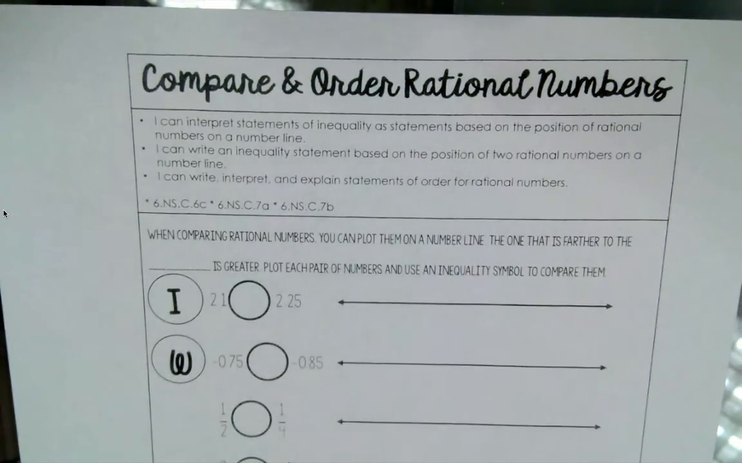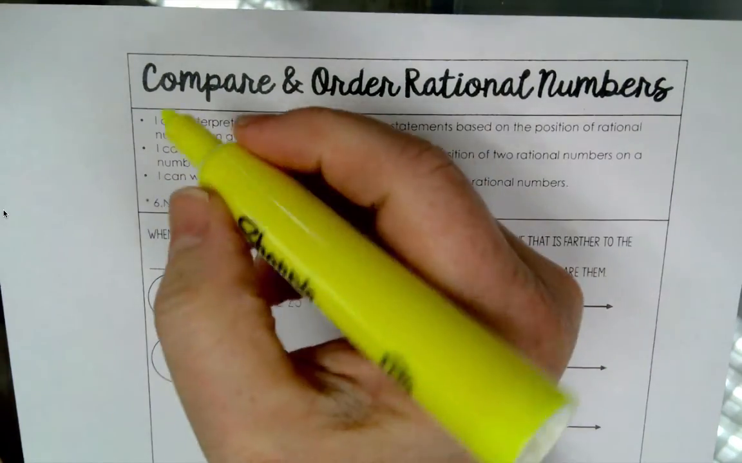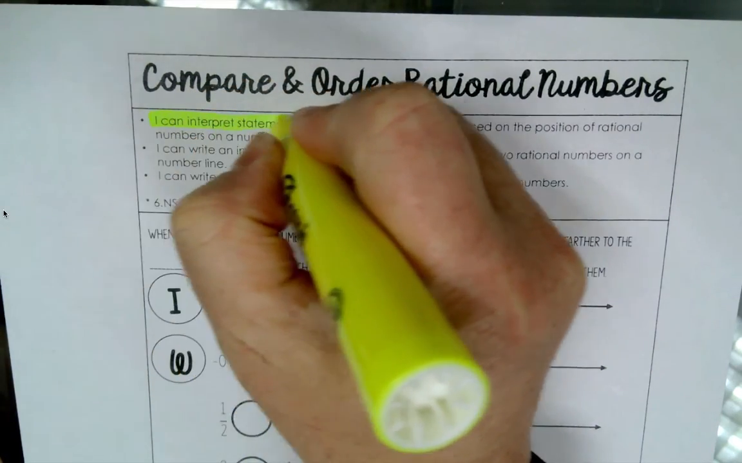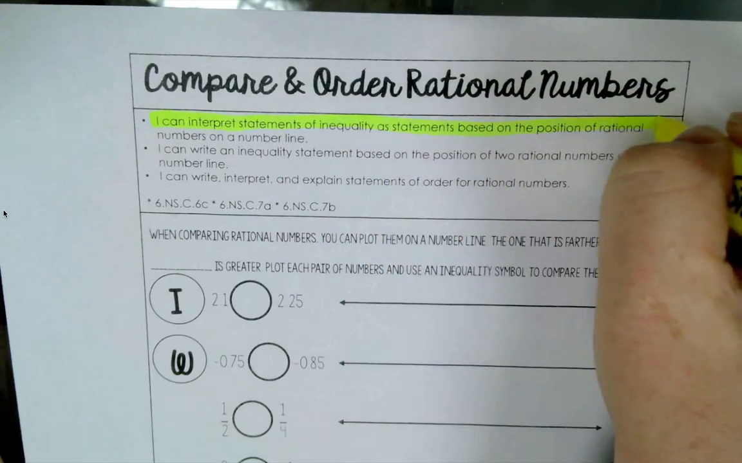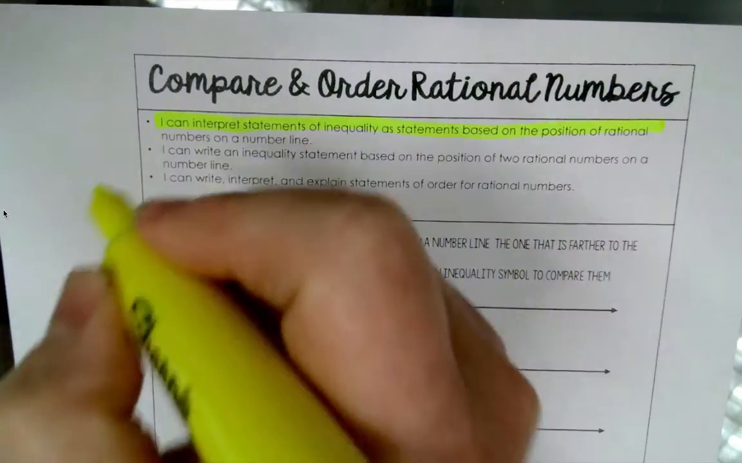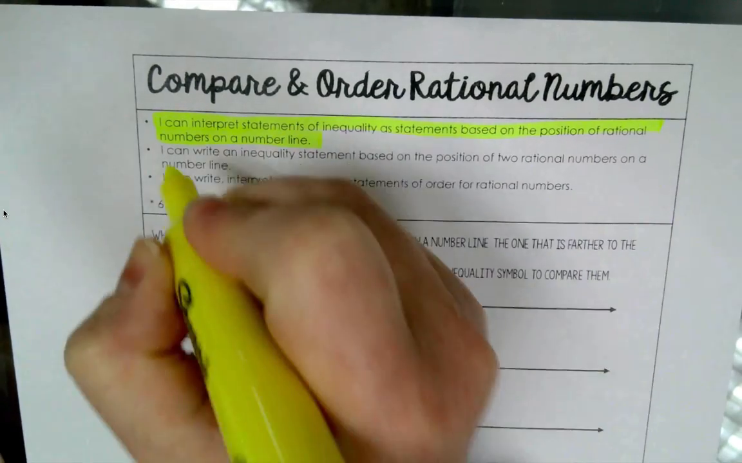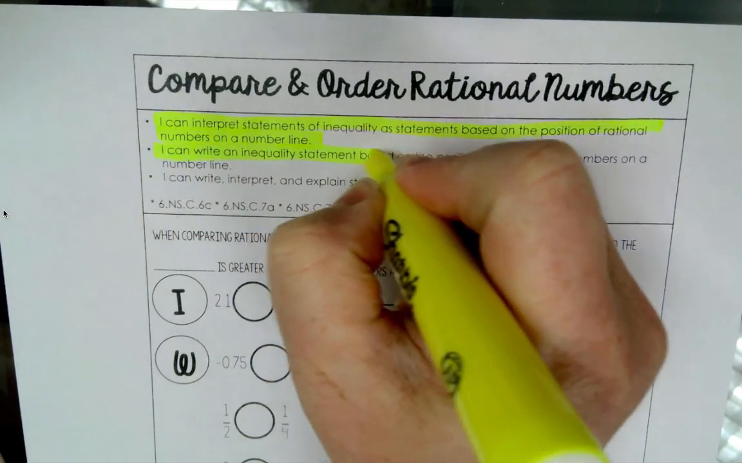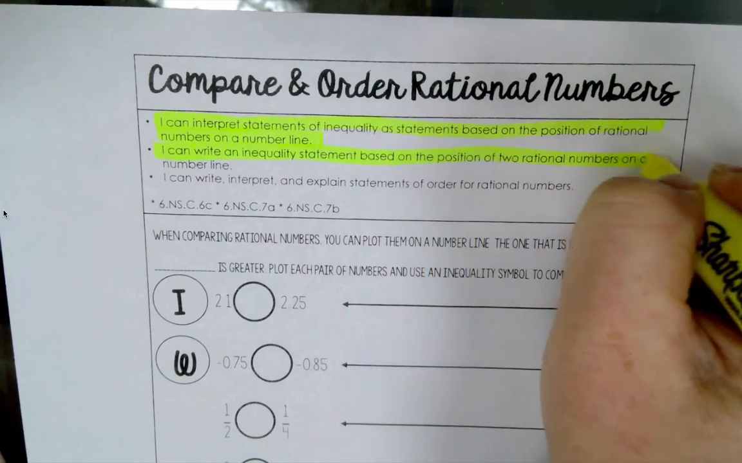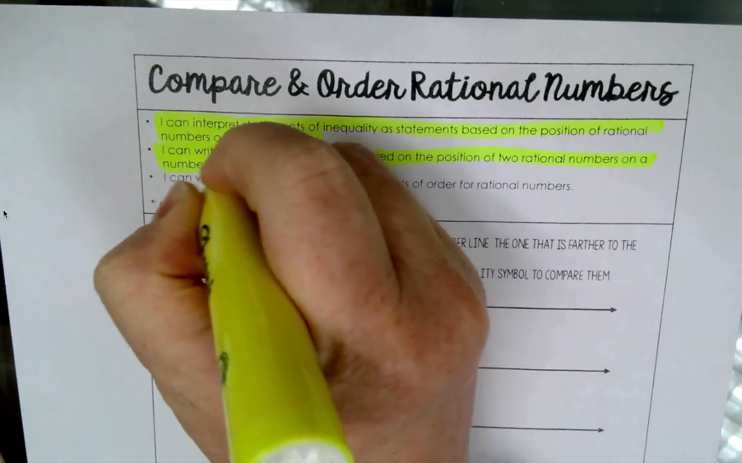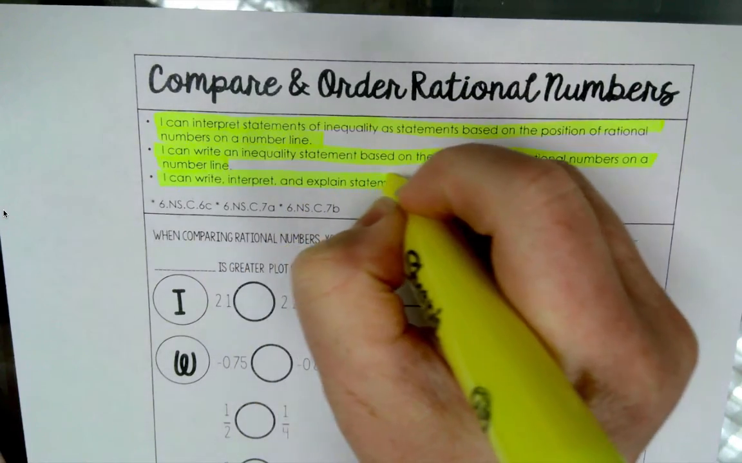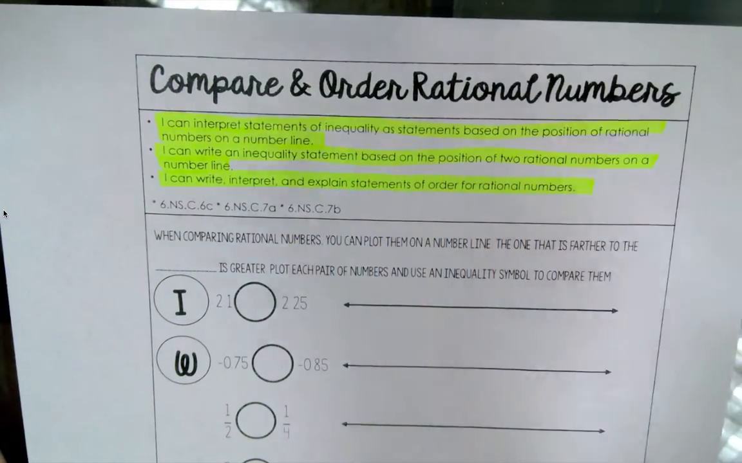Okay, we are comparing and ordering rational numbers. This is what these notes are about. I need us to highlight the important things we're looking at here: I can interpret statements of inequality as statements based on the position of rational numbers on a number line. I can write an inequality statement based on the position of two rational numbers on a number line. And I can write, interpret, and explain statements of order for rational numbers.